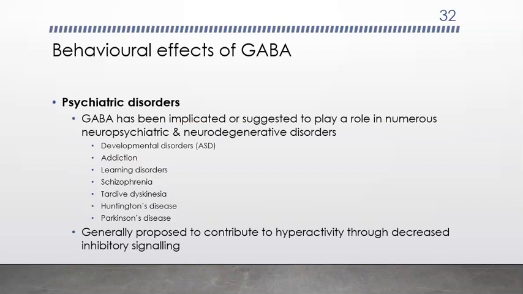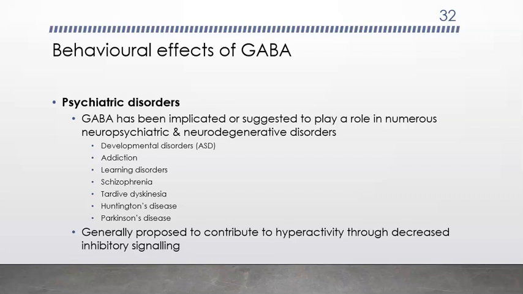So finally, we've got psychiatric disorders that can be affected by GABA. GABA is implicated in a number of different psychiatric and neurodegenerative disorders. We've covered a couple, but there is developmental disorders like ASD. We got addiction, learning disorders, schizophrenia, Huntington's, Parkinson's, all of those.